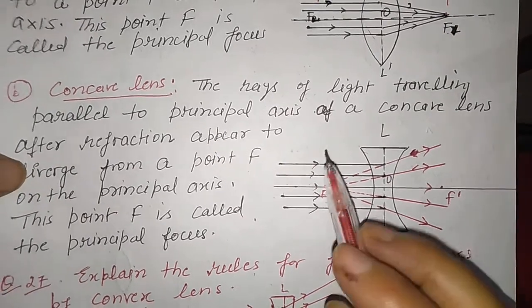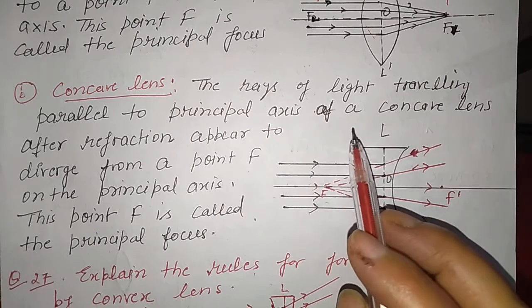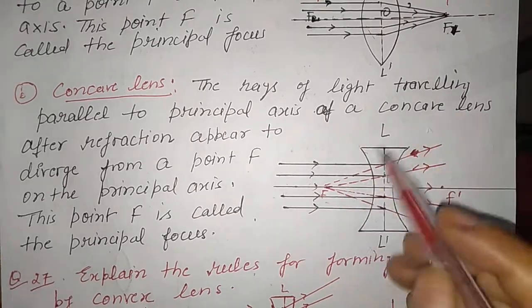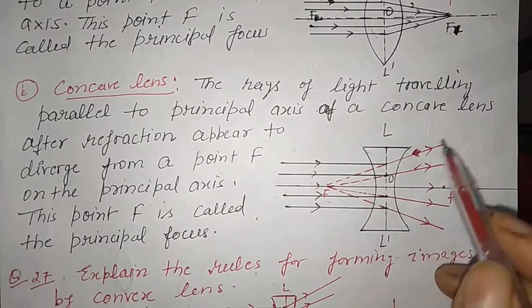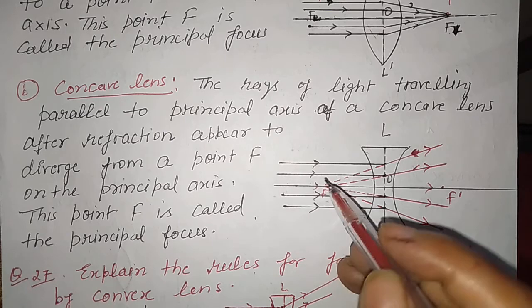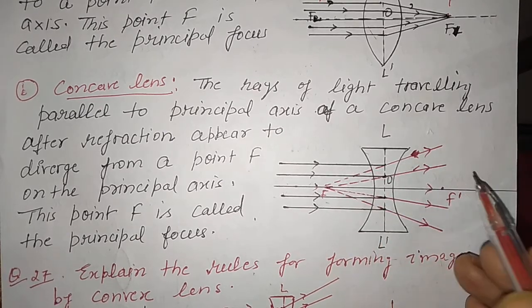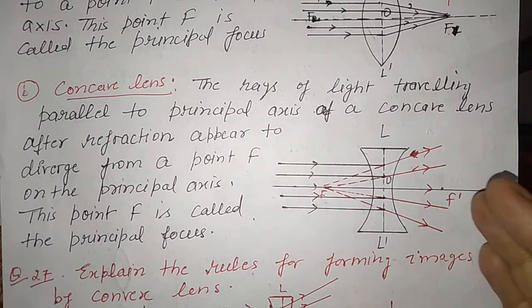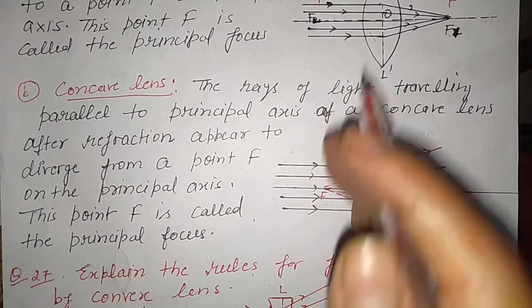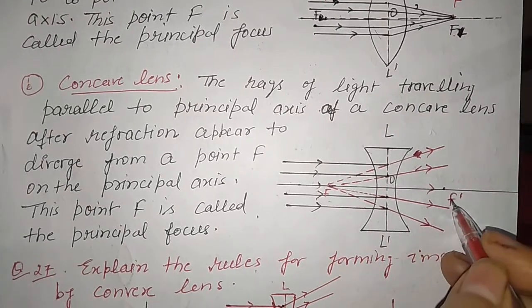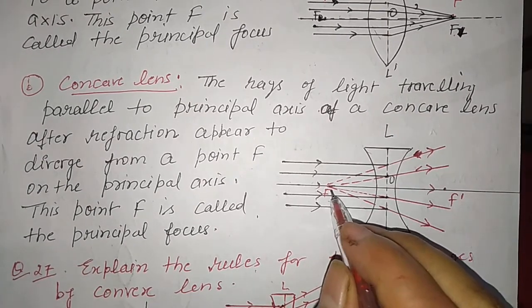This focus is virtual, because the rays do not actually meet, but simply appear to diverge from this point. So this is not real, this is virtual. If the parallel beam of light is incident on the concave lens from the right side, on the second curve, they will appear to diverge from the point F dash. That time this we can say F, and this we can say F dash.